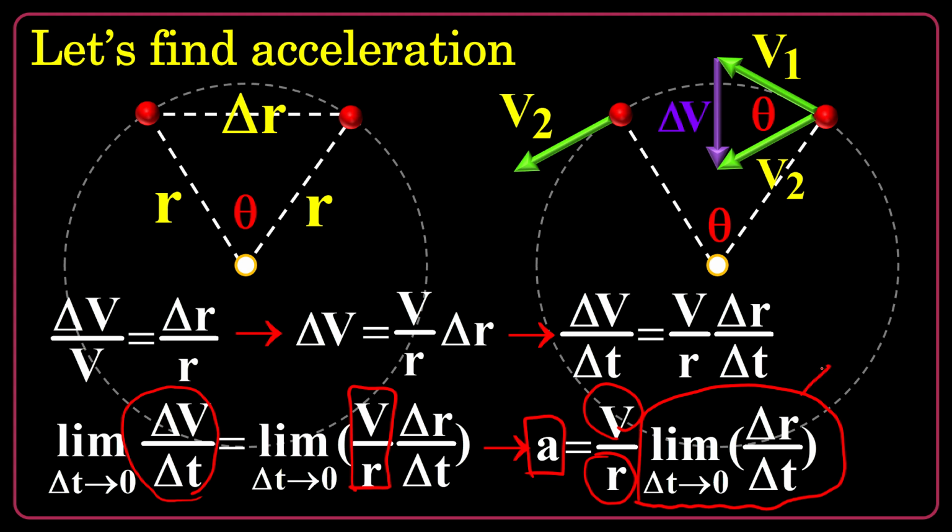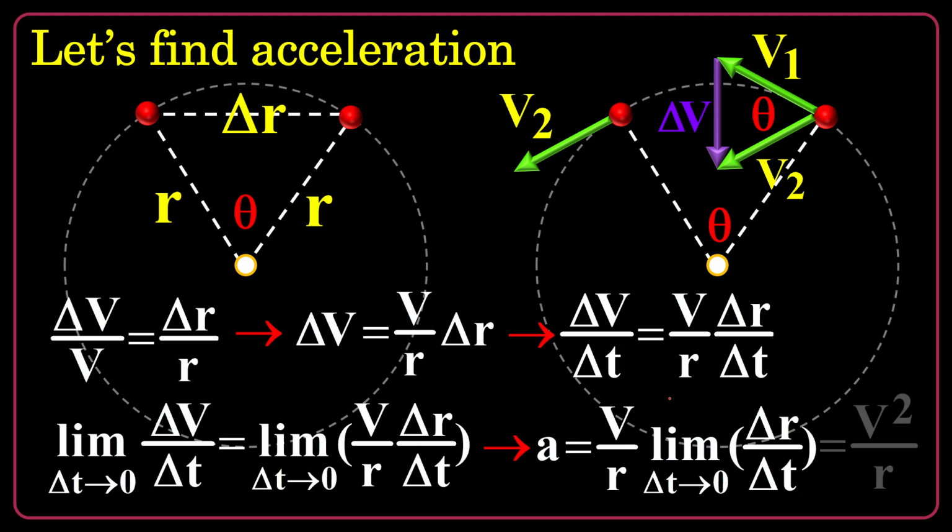This limit indicates velocity, or let's say a speed. The magnitude is a speed. Speed is delta r over delta t. At the moment, it's instantaneous speed. So I have a v. If I multiply this v by this v, it will be v squared. So it's going to be v squared divided by r. This is called centripetal acceleration.